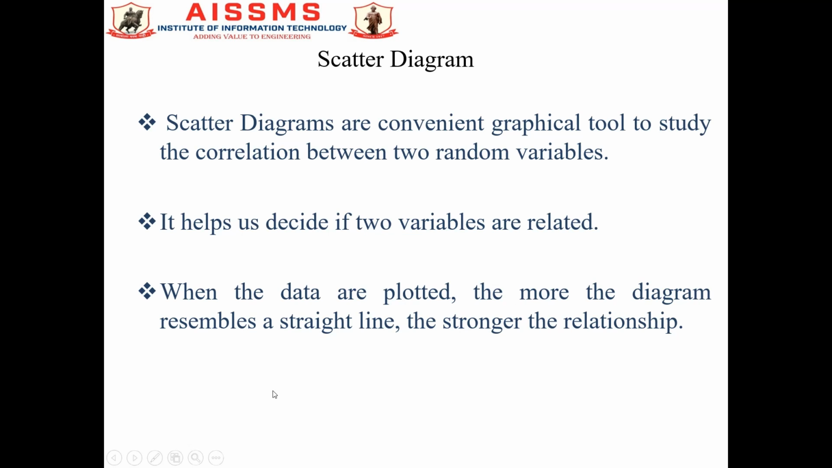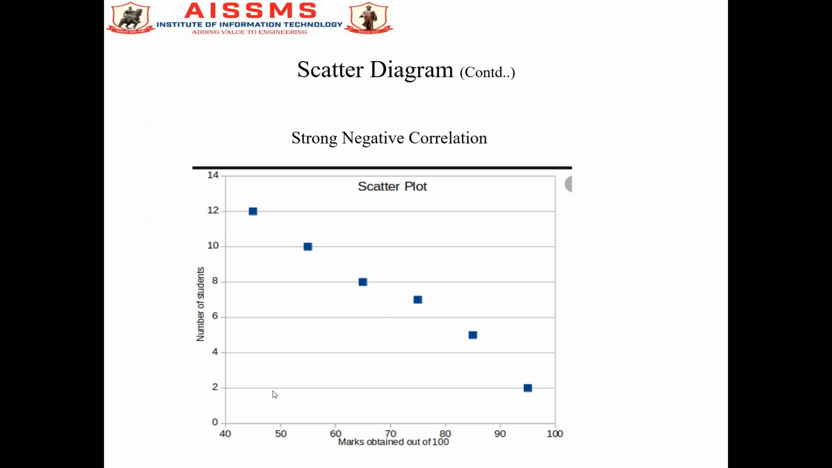Okay, then scatter diagram. Scatter diagram is also one of the graphical method. Scatter diagrams are convenient graphical tool to study the correlation between the two random variables. It helps us decide if two variables are related or not. When the data are plotted, the more the diagram resembles a straight line, the stronger the relationship is. Now here we can observe the scatter plot, which is having the strong negative correlation. Similarly, we can have the scatter diagram with strong positive correlation.